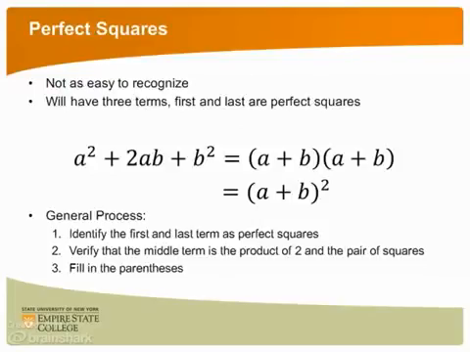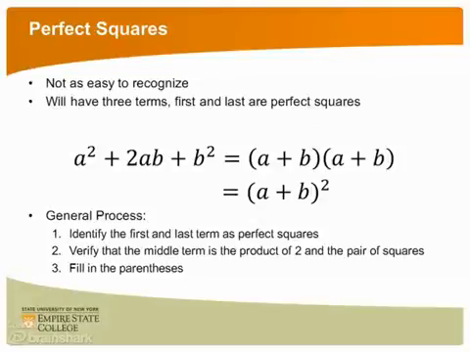Perfect squares are not as easy to recognize as the difference of perfect squares. These polynomials will have three terms, of which the first and last terms will be perfect squares. The middle term will be 2 times the product of what was being squared in the first and last terms. In general, if you have a squared plus 2 times a times b plus b squared, you can factor that as a plus b times a plus b, or a plus b, the quantity squared.